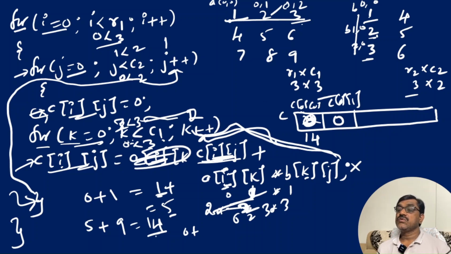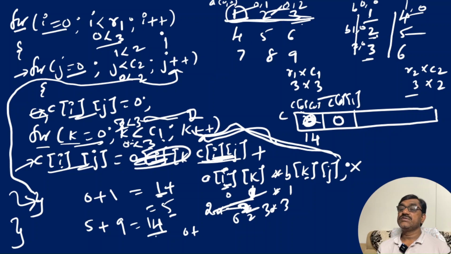Now first row, first column is completed. Next, first row and second column. Now i value is 0, k value 0. Again we are taking 1, but we are multiplying with k value 1 and j value 0. B of 1 0. We are multiplying these pairs, so this is repeated.